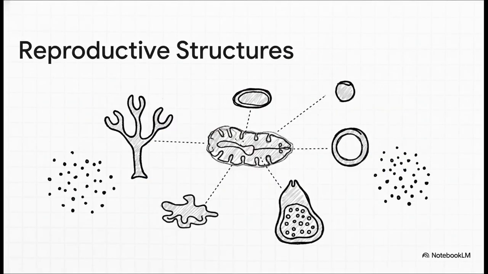For the male system, you can see the highly branched testes, the vas deferens, and the serous sac. For the female system, we have a single ovary, the uterus, and these extensive vitelline glands that you can see filling up the sides of the body.